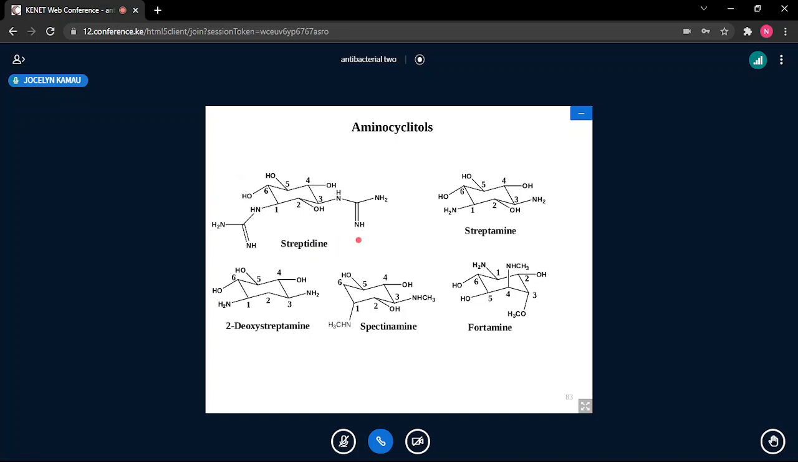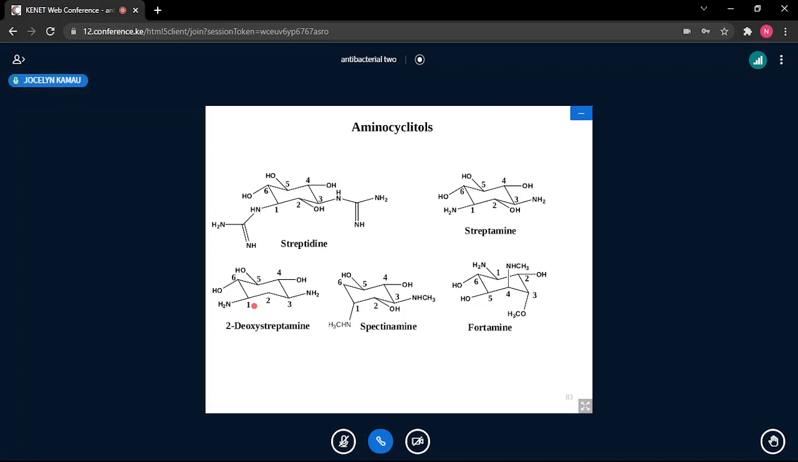So streptomycin, for streptomycin to be streptomycin, it must have this aminocyclitol, which is streptidine. Then we have the other one we call streptamine. For streptamine, it is the one we have said it has the 1,3-diamino. So it has one, at position 1, it has an amino group. At position 3, it has an amino group. And all the other positions are substituted with hydroxyl groups.